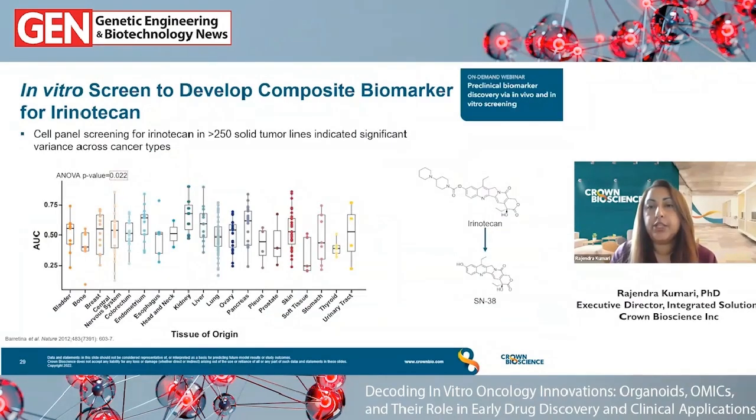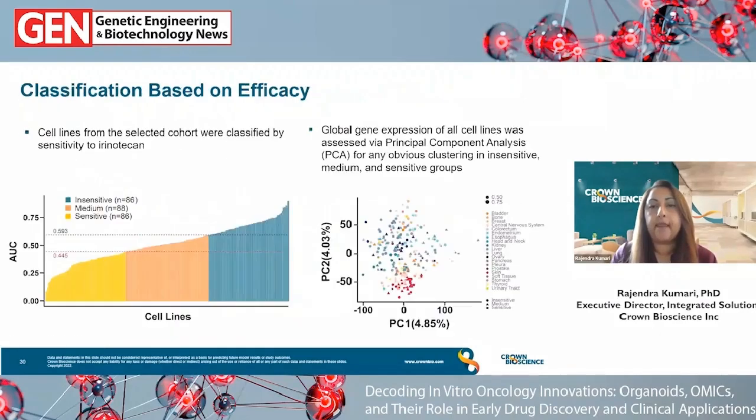So here's the plot showing the distribution of the 256 cell lines response, which is represented by the area under the curve and separated out by tissue of origin. And we observed significant differences across the solid cancer types. The large volume of efficacy and potency data obtained from this in vitro screen was also used to classify the cell lines in terms of their irinotecan sensitivity. So there's three groups: the insensitive models, the sensitive ones, and then the ones in between.